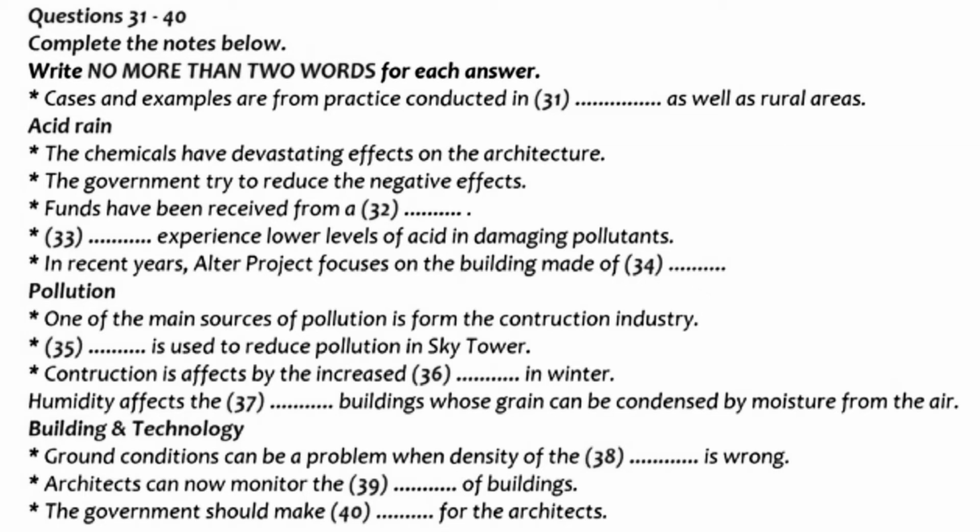It is interesting to look at the studies that have been carried out into the effects of acid rain at varying altitudes. Research has shown that there are lower levels of acid in the damaging pollutants at higher altitudes, meaning that skyscrapers are much less vulnerable to the negative effects, as they are exposed to acid rain with far lower levels of damaging pollutants. Recently, the ALTA project was founded to carry out further research into acid rain.